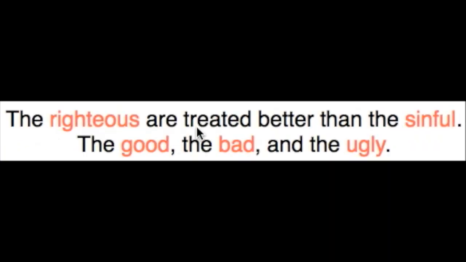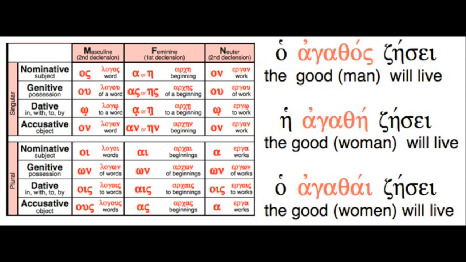Here's another example. The righteous are treated better than the sinful. Righteous what? Righteous birds? No, people, right? Okay, but it's not expressed because it's thought to be so obvious. Or if you're a Clint Eastwood fan, the good, the bad, and the ugly. Good, bad, ugly cowboys in this case. But again, it's not expressed, and the adjective winds up filling in for the noun. Those are substantival adjectives.